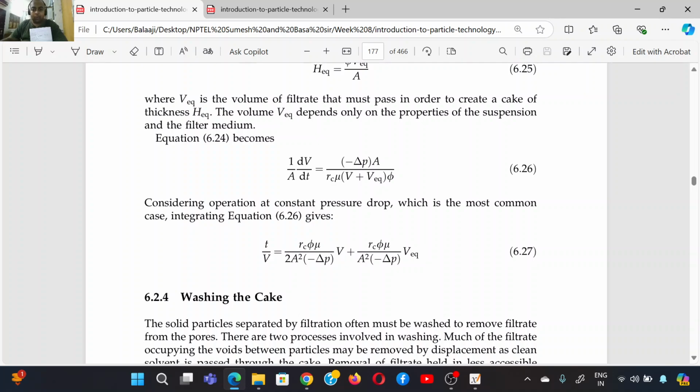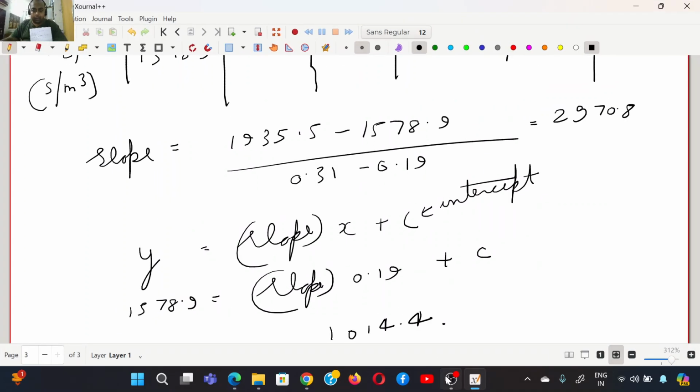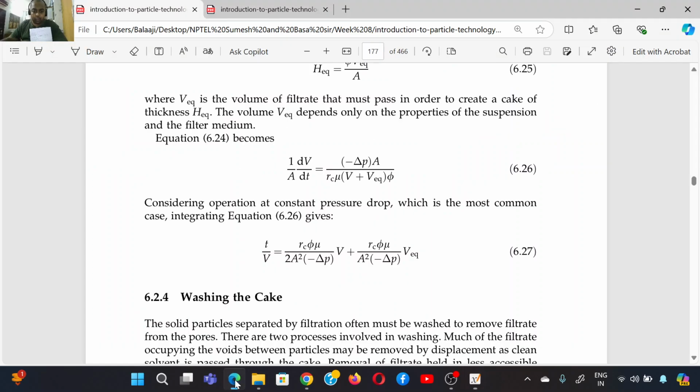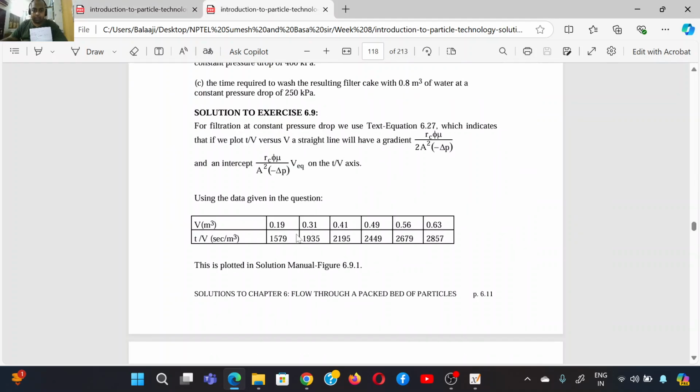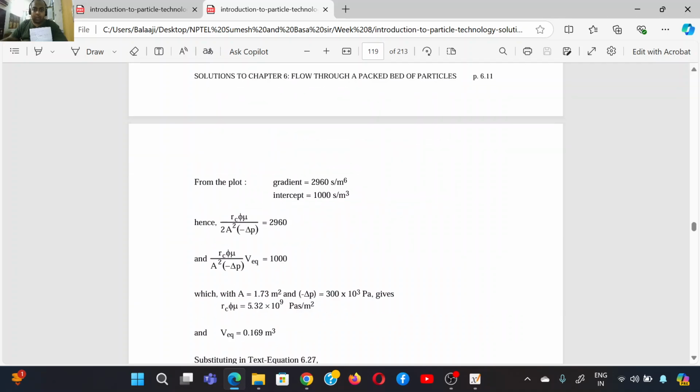T by V is equal to slope into V plus the intercept. So basically, RC5 mu by 2A square into minus delta P is the slope, which they have found out here as 2960. So this is what they have found.